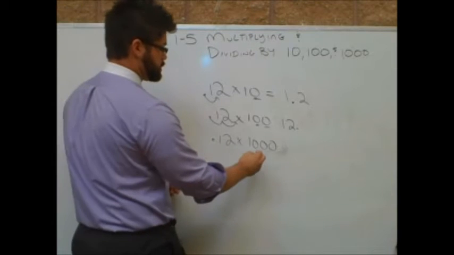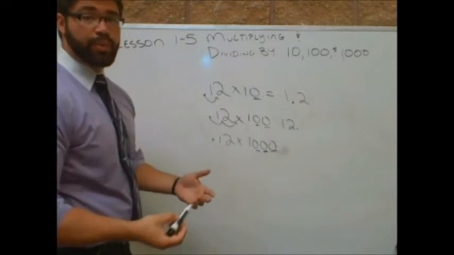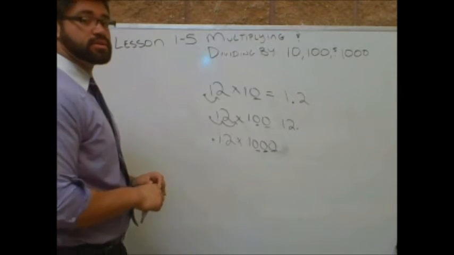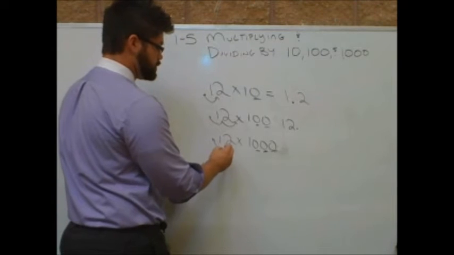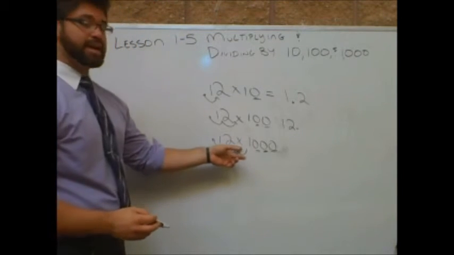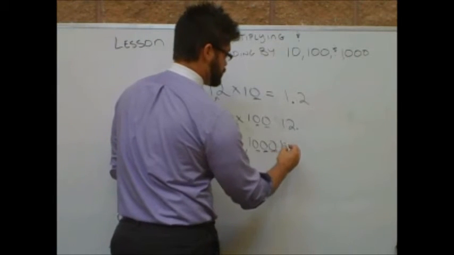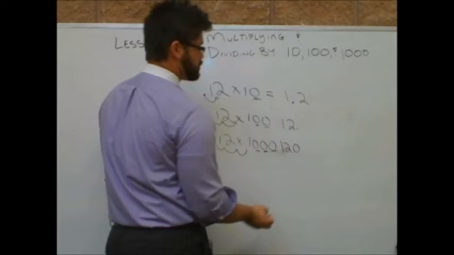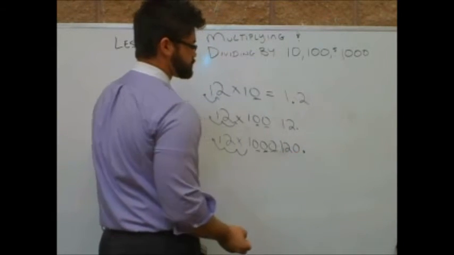Now we're going to take 12 times 1,000, and we have 3 zeros in 1,000. So that means we're going to move the decimal point 3 times to the right. 1, 2, 3. So again, since I have that extra space, I'm just going to throw in a 0 for it. So our decimal will technically be here at the end.